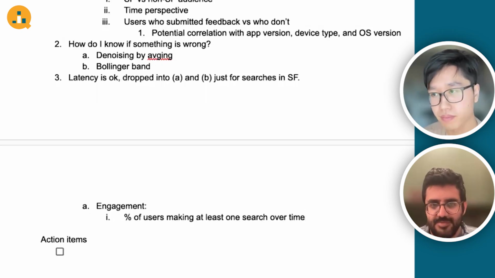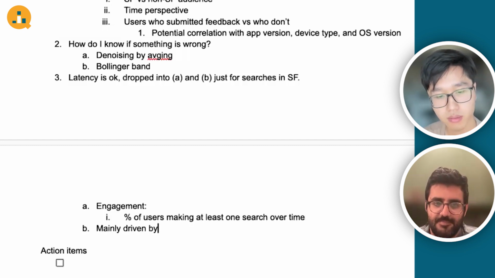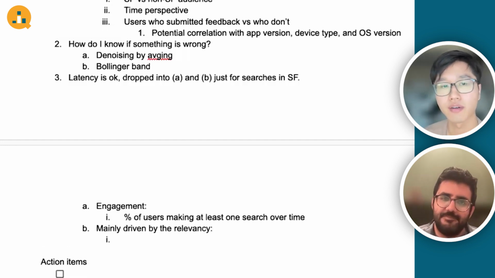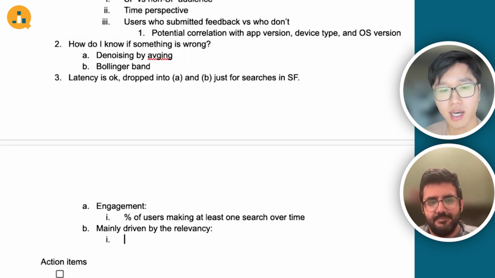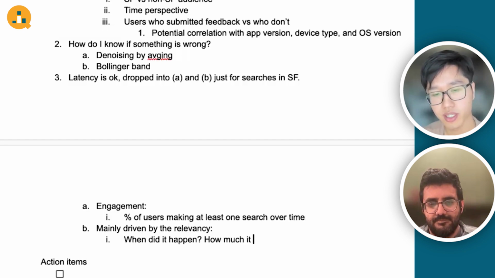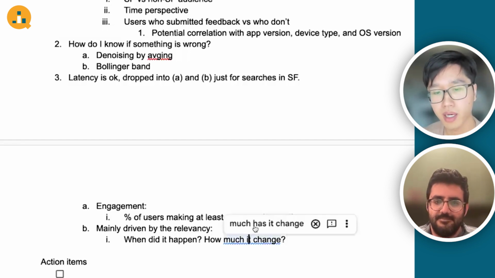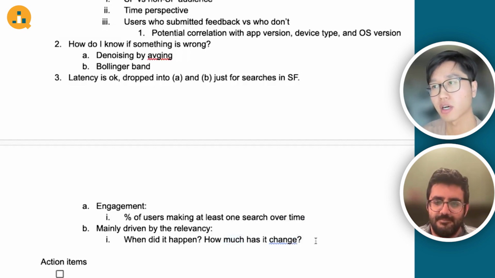And so let's say you do that and you find it's mainly the relevancy that's the factor. Then I would think of any things that could potentially change the relevancy. Again, I want to check from a time series perspective as well. Things I want to check: when did it happen, and how much did it change? I know we did this already, but I think it would be good to have a ballpark percentage-wise of how much it has gone down.